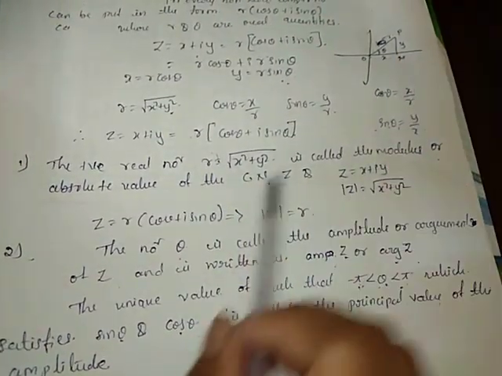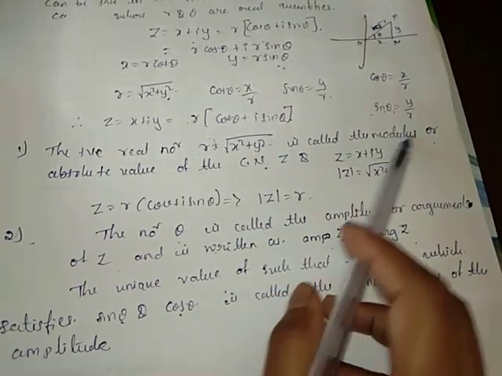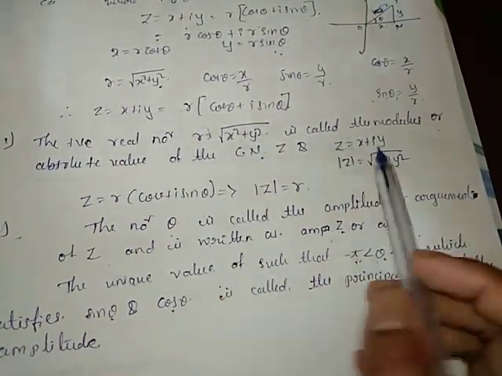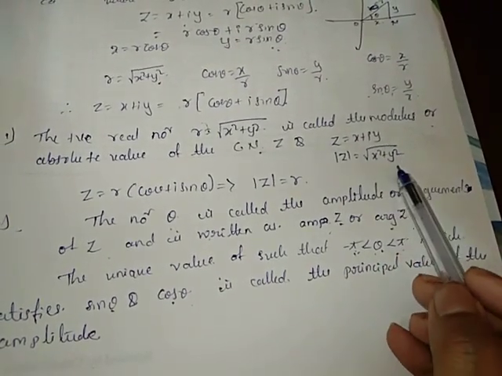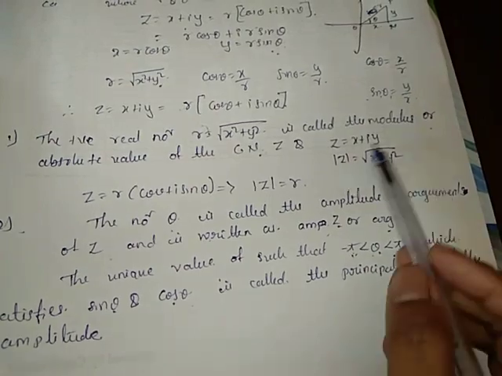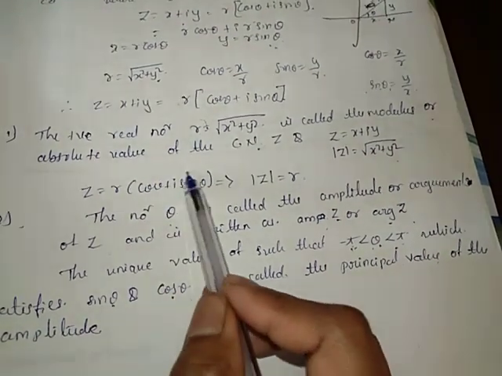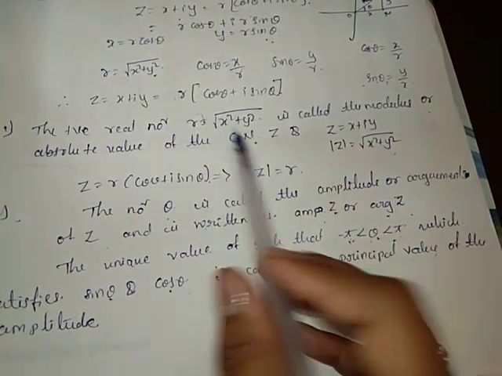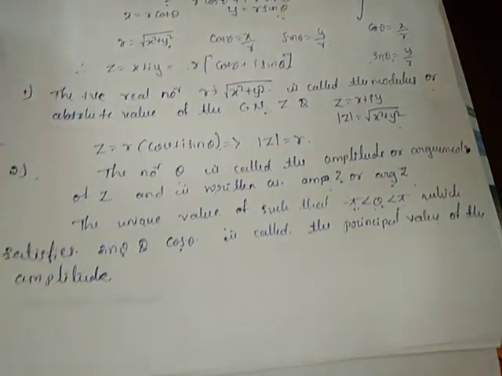So based on this we have two points. One is the real number r equal to square root of x square plus y square, which is nothing but the modulus or absolute value of the complex number, that we can write as z equal to x plus iy, mod z equal to square root of x square plus y square. That can also be written in the standard form r of cos theta plus i sin theta, which implies mod z equal to r, because r is your modulus of the complex number.